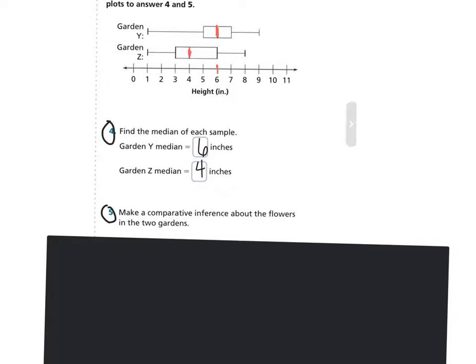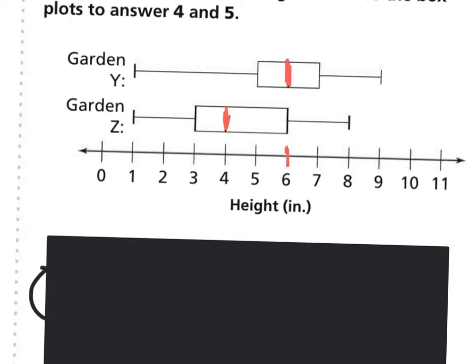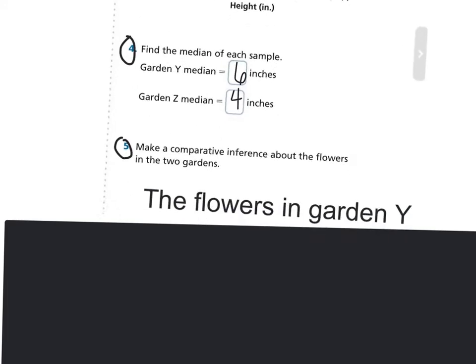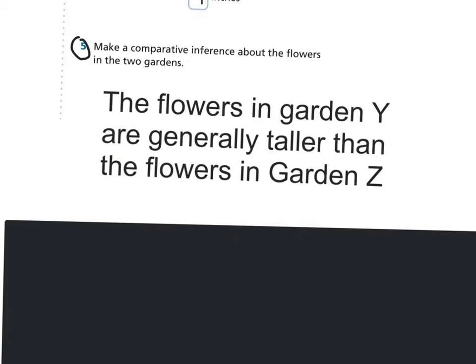Number 5, they want us to make a comparative inference about the flowers in the two gardens. And again, doesn't have to be anything real crazy that we're coming up with here. Just an observation. And like we did earlier, if you want to just say in general, this garden, the plants are taller than the other one, or the flowers, that's probably good enough. So looking at this, look at the medians, look at the tallest flowers, look at the shortest flowers. Shortest flowers are the same, but these different things suggest that flowers in garden Y are generally taller than the flowers in garden Z. Doesn't mean all the flowers are, but in general, garden Y a little bit taller than garden Z.